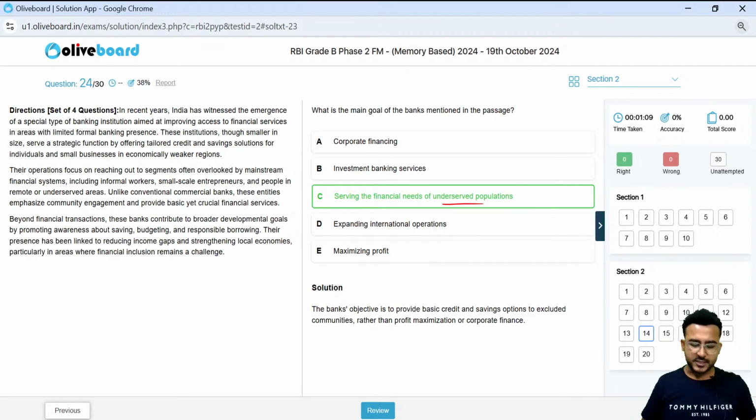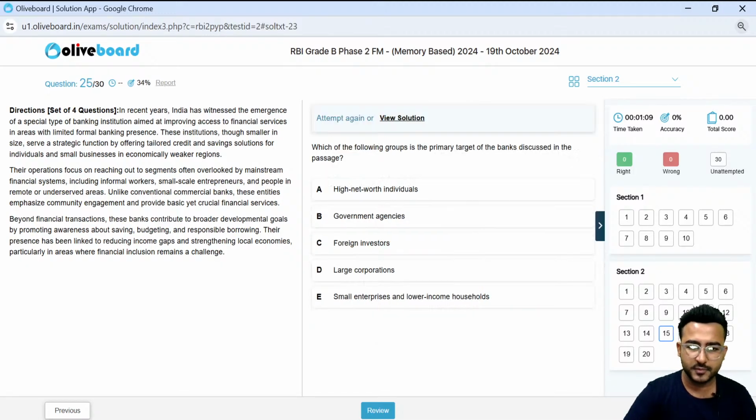Okay, so sometimes in the passages you can get questions like this. I will say that this is an easy to moderate level question. Why? Because if you are able to judge small finance bank, then the rest of the things you can easily be in a position to answer, right?